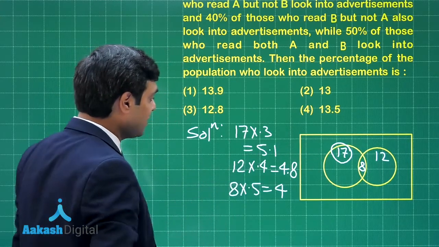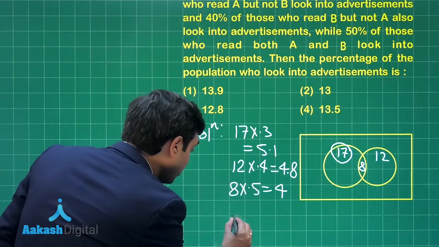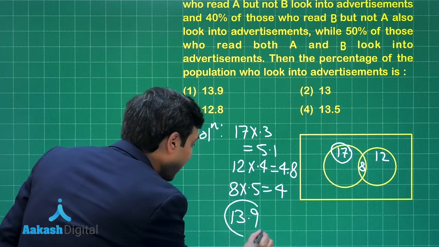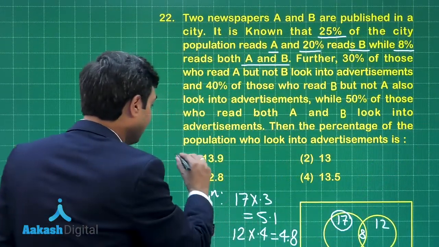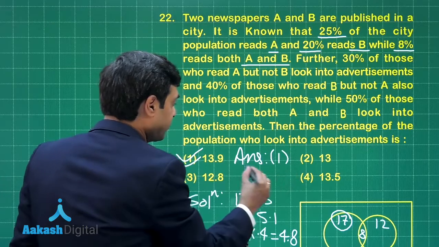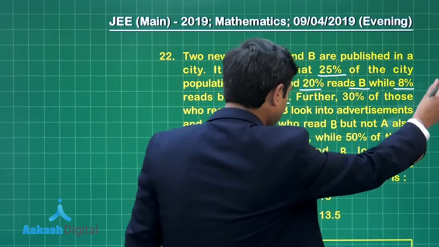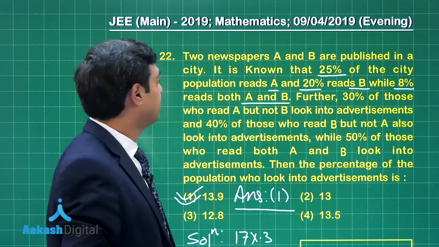If you add these three, you can see 5 plus 4 plus 4, 13. So total is 13.9. Let's see from the given options. 13.9, that is option number 1, is the correct answer. So I'm sure this question is clear, how we solve using Venn diagram. Let's move on to the next one.